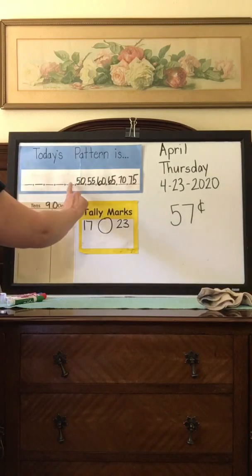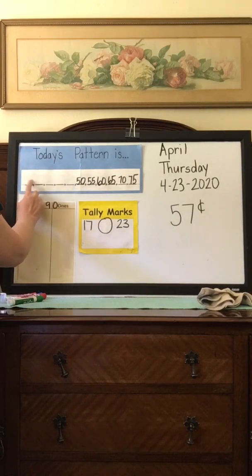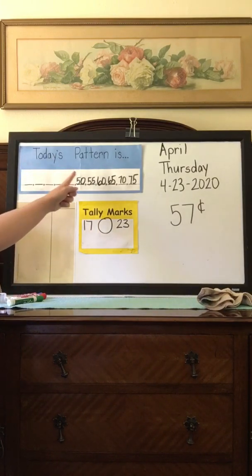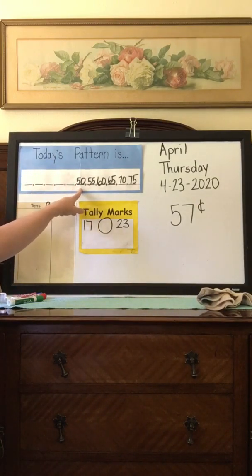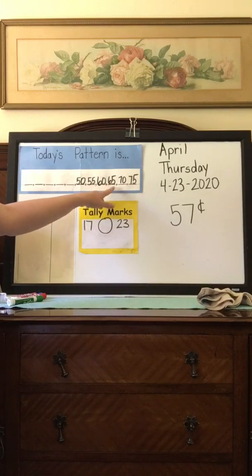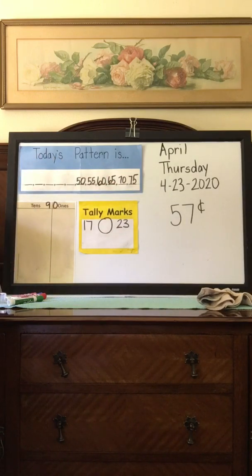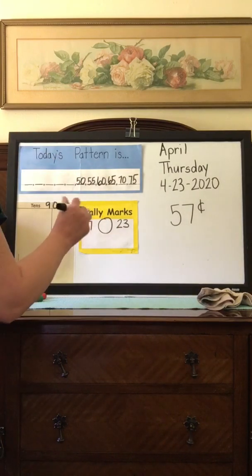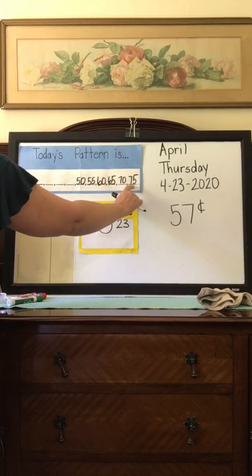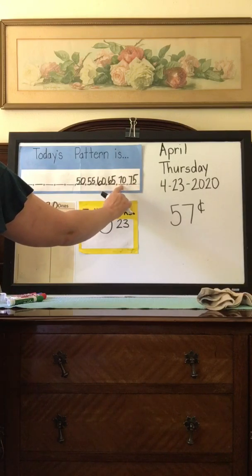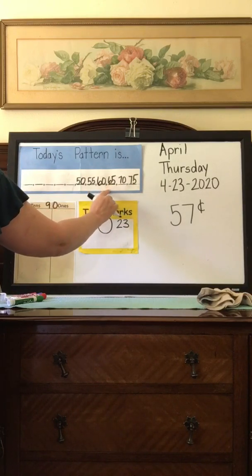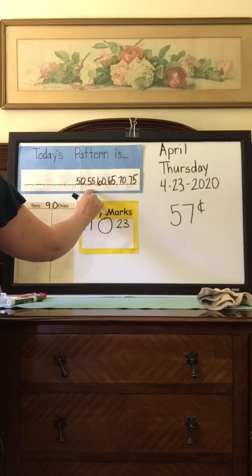Up here is today's pattern. If you notice, we're missing the stuff in the front. So we got to figure out what would be over here. So let's look at what we have. We have 50, 55, 60, 65, 70, 75. So I think it's easier just to go backwards, but that may not be what you think, but I'm going to go ahead and do it that way. So 75, 70, 65, 60, 55, 50.